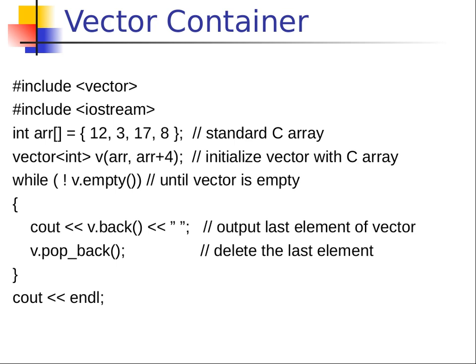Okay, how about this one? It's the array just reversed. So it'd be 8, 17, 3, 12. And how many elements would be in the vector technically after the end? None, because you popped them all. Or you deleted them.